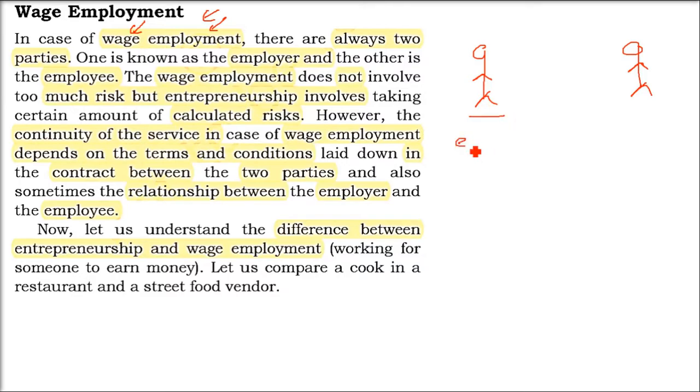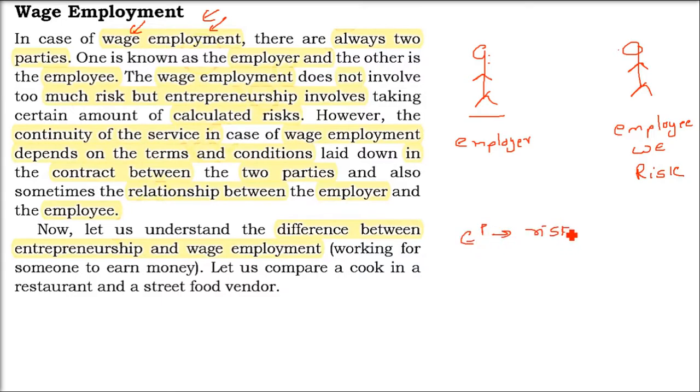So in this wage employment, there are always 2 parties involved. The first is the employer. The employer is going to give you a job, the person who gives you a job. And the other one is an employee, the person who has got the job or who is going to do work for the employer. So there are always 2 parties, employer and employee. The employee will be earning in wages. So he is not taking any risk. The employee won't take any risk. He is not at any risk, right?